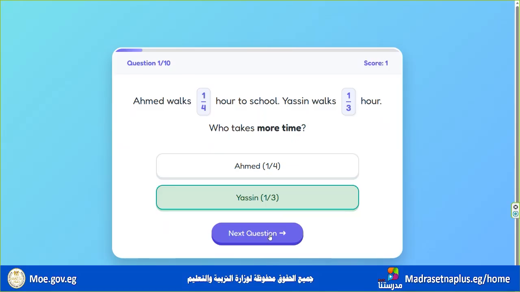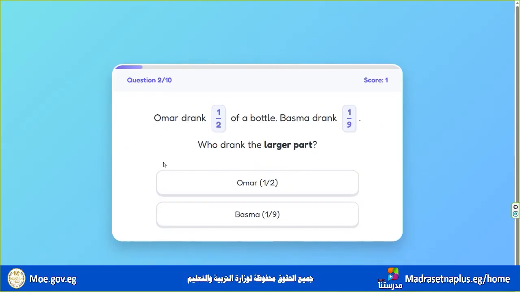Next. Omar drank half of a bottle. Basma drank 1/9 of the same bottle. Who drank the larger part? Which one is greater, 1/2 or 1/9? It's easy. Which one is bigger, the amount of Omar or that of Basma? 1/2 or 1/9? Yes, 1/2 is larger.